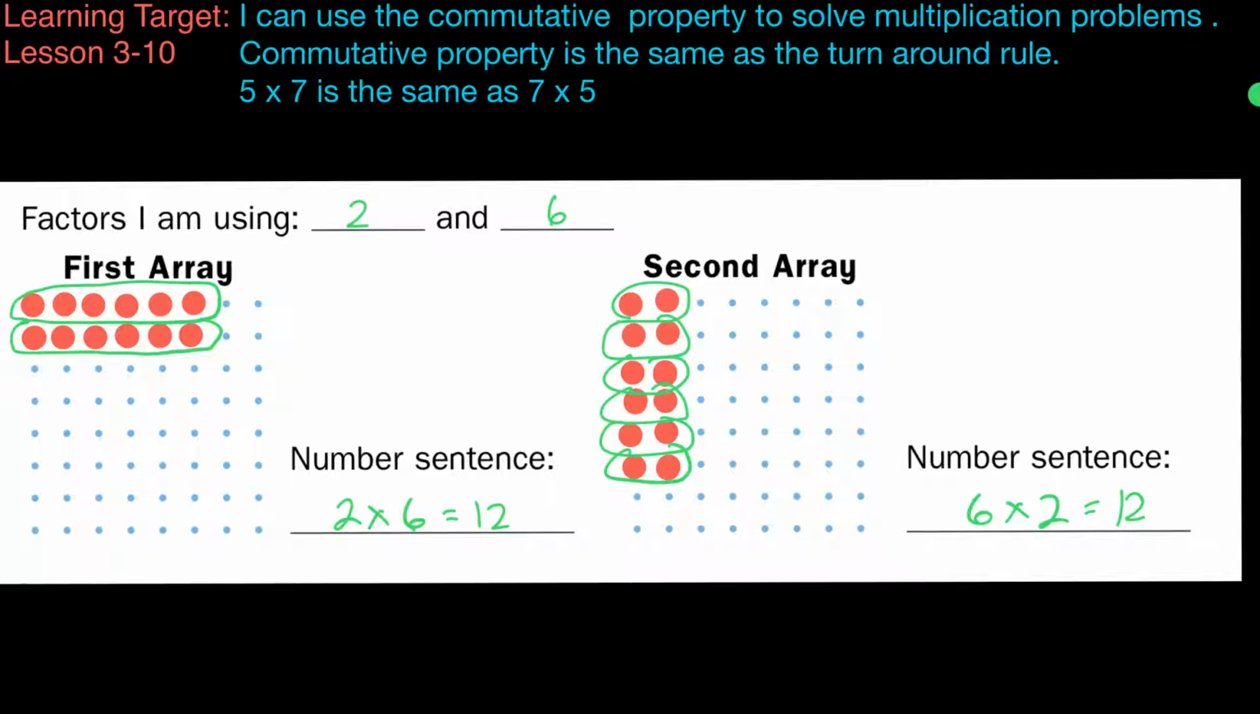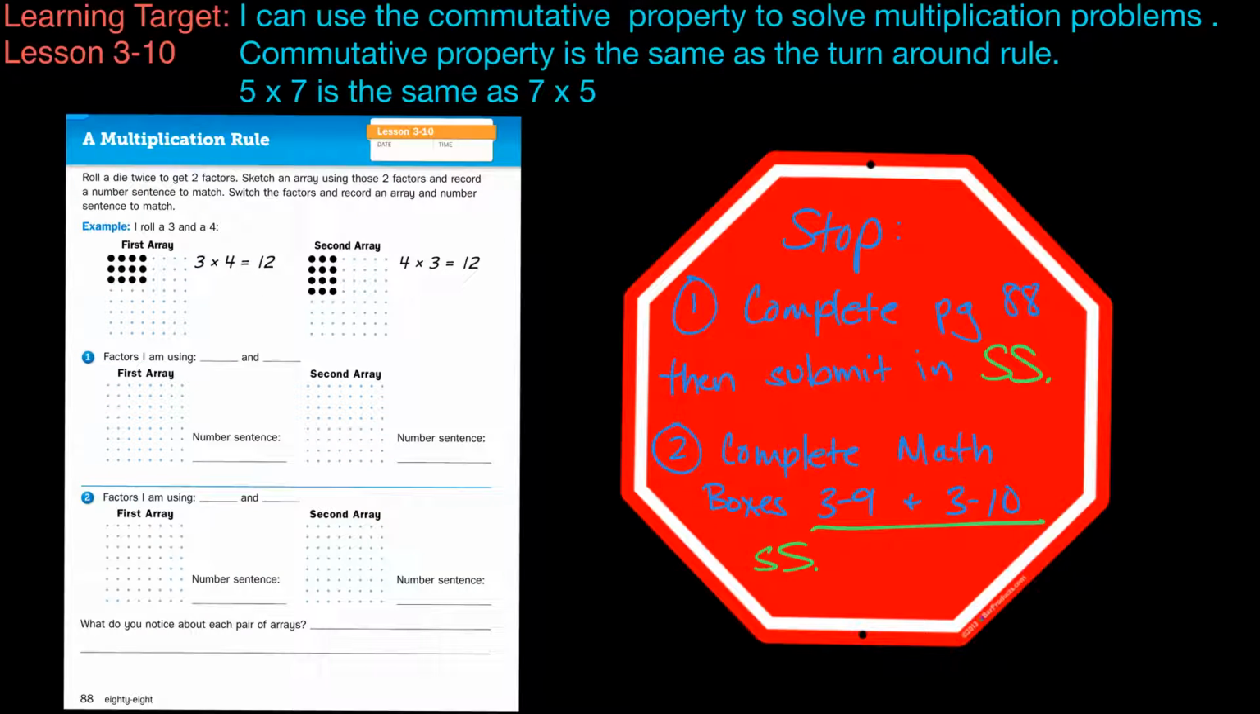Let's take a look at what I want you to do for today's math work. So today for your math assignment, you're going to complete page 88 and submit in Seesaw. Notice it looks very similar to what I'm doing now. It asks you to roll a die twice to get 2 factors. Remember, I showed you at the beginning of our lesson how to roll a die in ConnectEd. And if you're having trouble, I can give you some real die, some tangible die. So fill out page 88, submit in Seesaw.